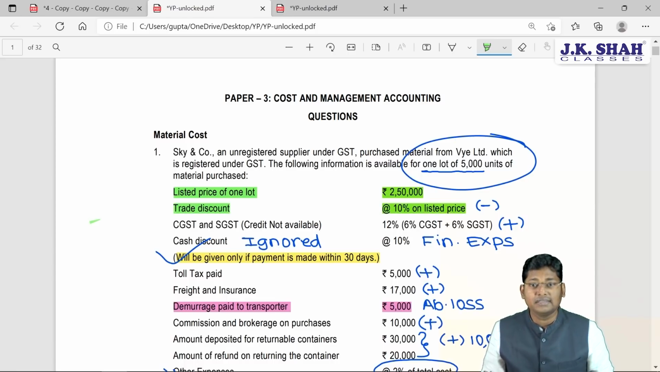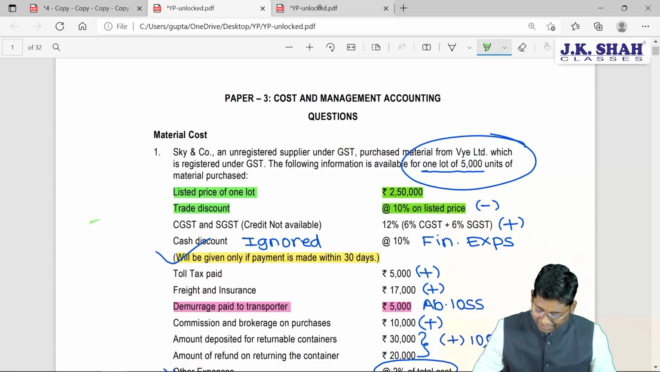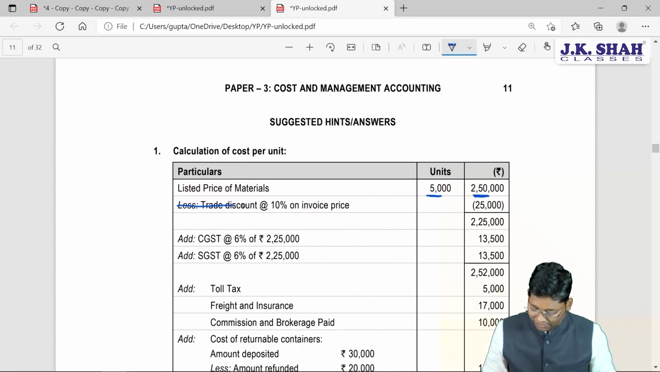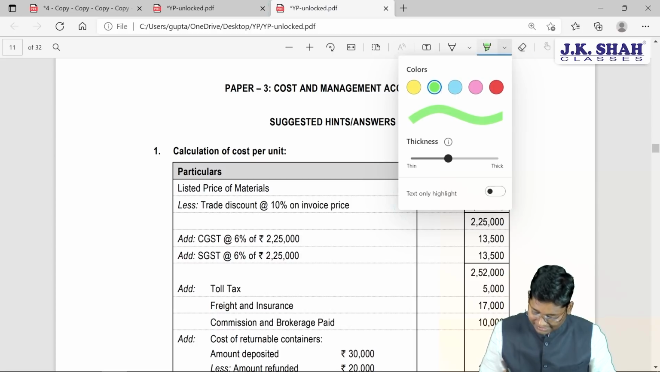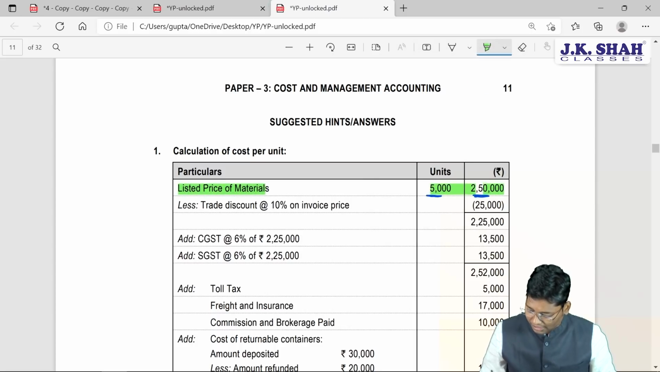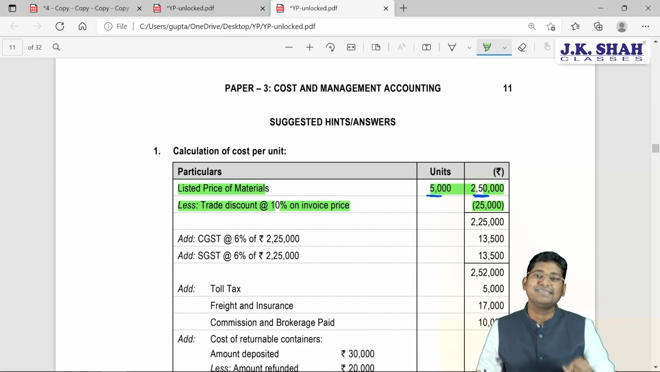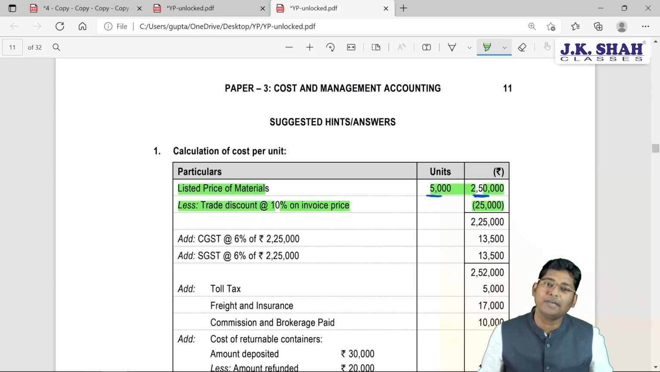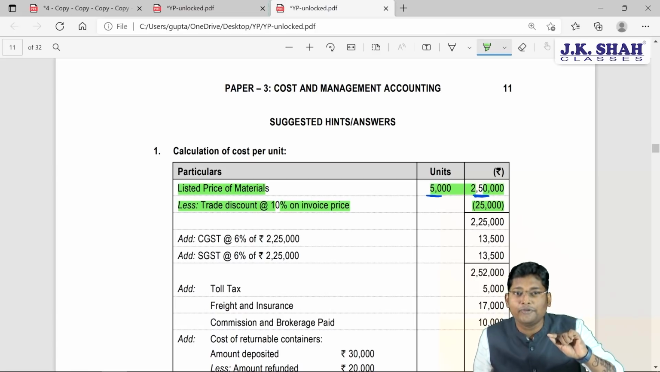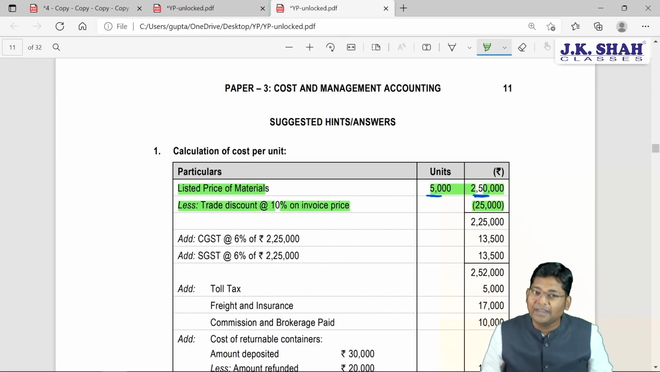According to our discussion, this discount is to be deducted while calculating the cost, and that's why trade discount is deducted from your calculation. You can see the same effects are given here. Now trade discount is 10% of invoice price, and your invoice listed price is 2,50,000. 2,50,000 into 10%, you will get 25,000, and when you deduct that amount from the listed price, you are going to get the net price.